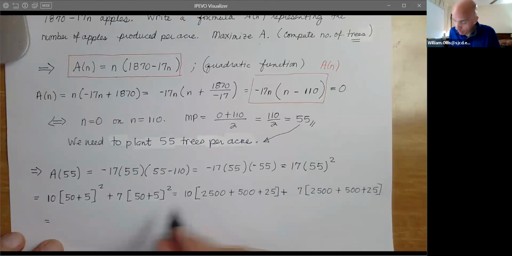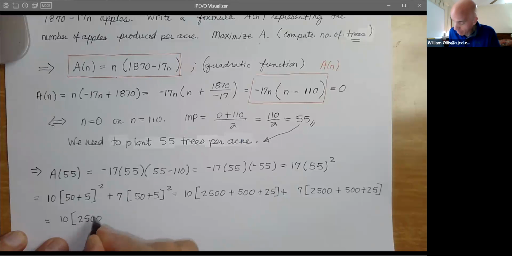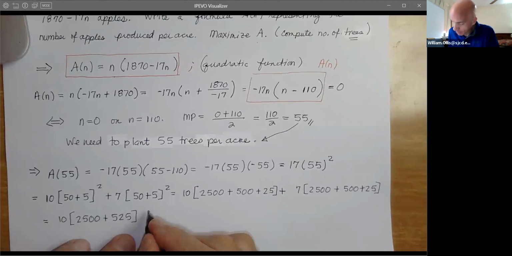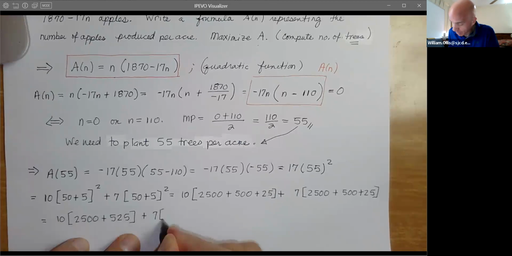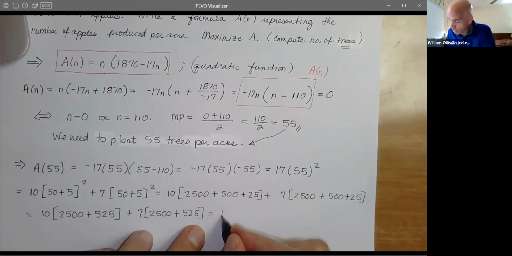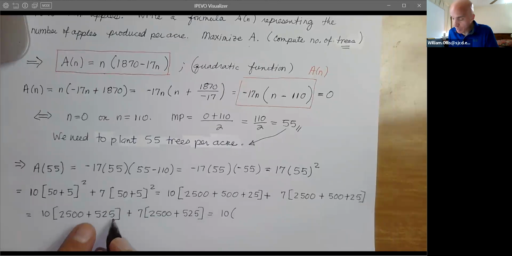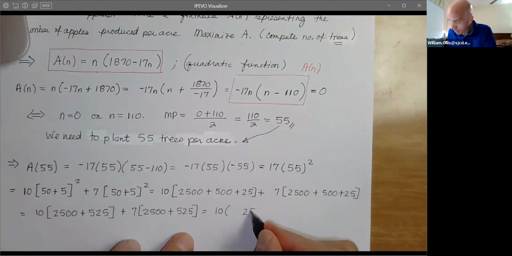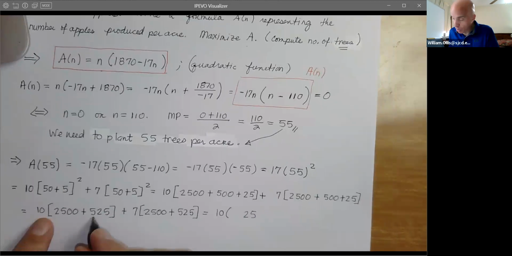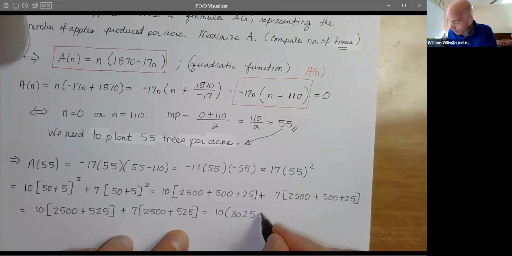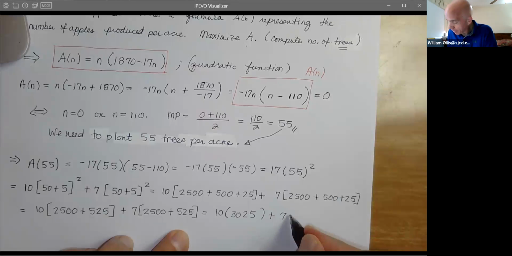This will be a 525, so we get 10 times 2,500 plus 525, same thing, plus 7 times 2,500 plus 525. And now these are easy to add. So we have 10, so we've got a 25, and then 5 and 5 will give us a 0 with a 1, so that's 3,025. And same here.